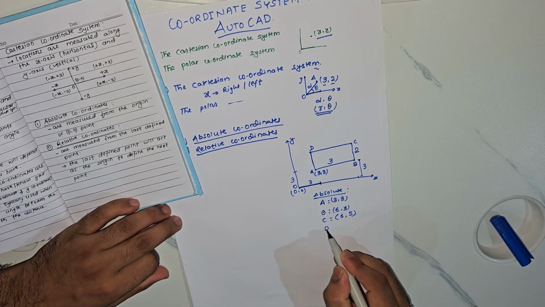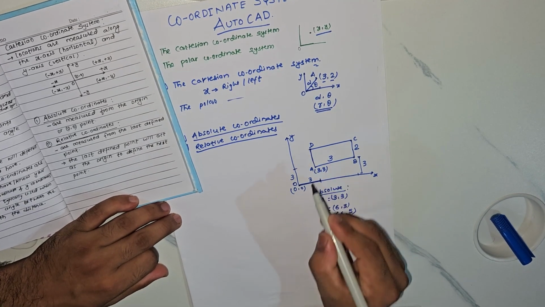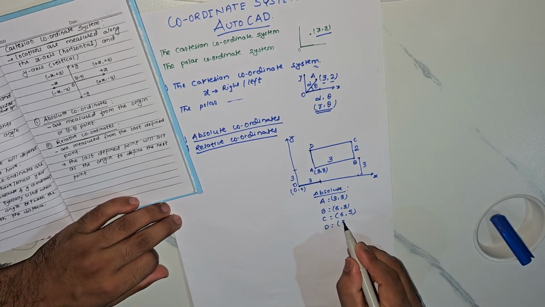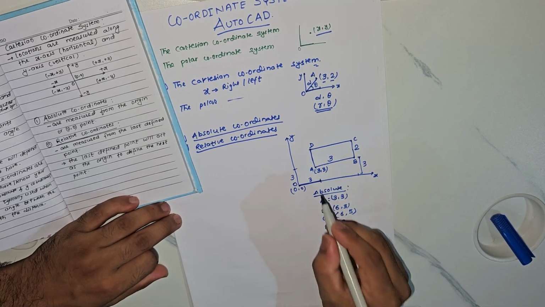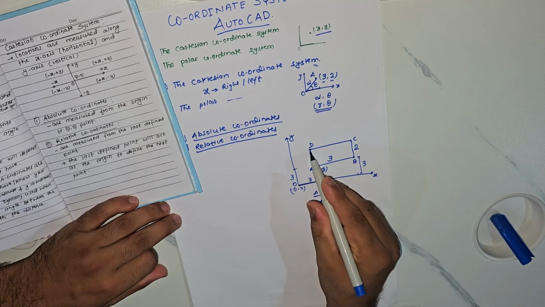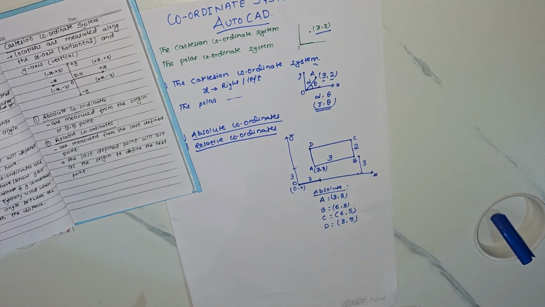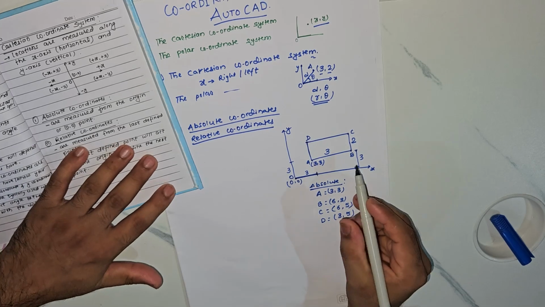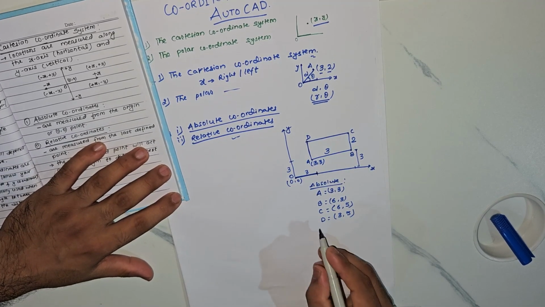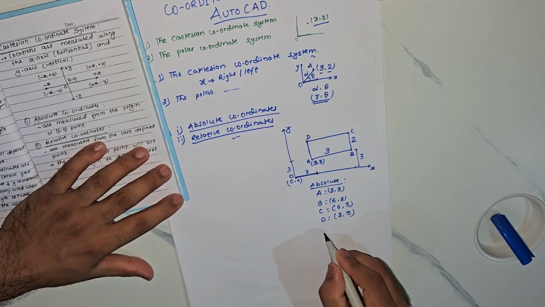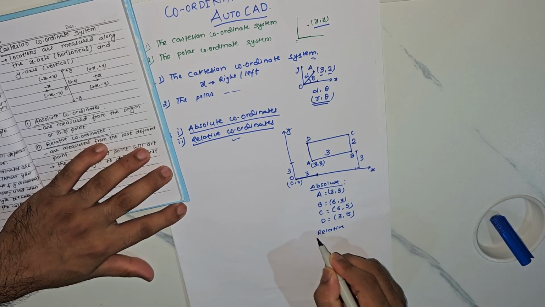Now again for D, the x distance is 3 because the point is here, and the y distance is 3 plus 2, which is 5. So this is the absolute coordinate system. And now if we write these coordinates in the relative coordinate system, what will be the value of the coordinates? So let us see for the relative coordinate system.